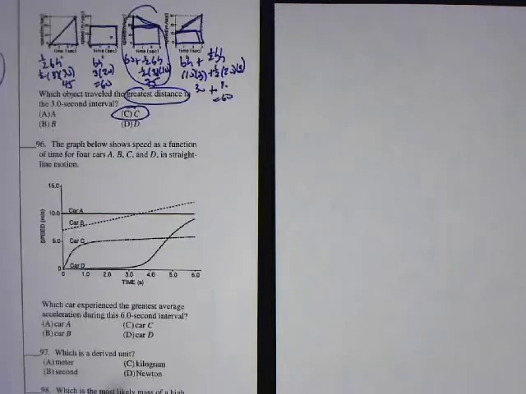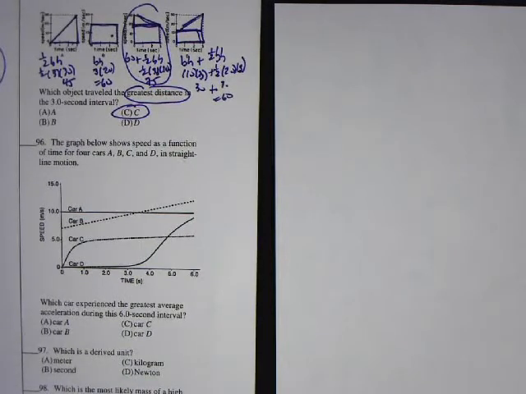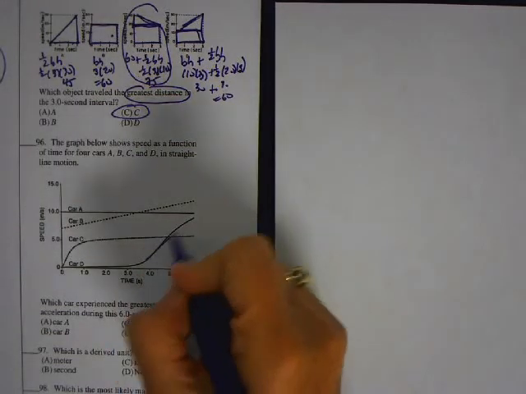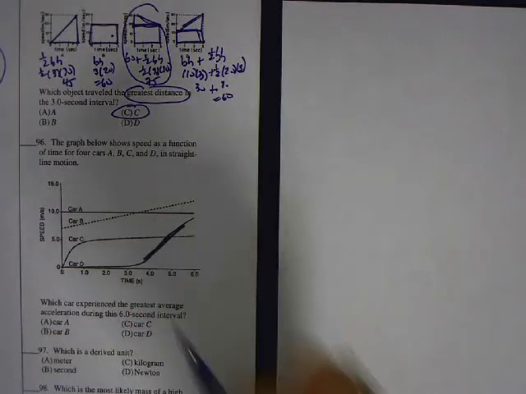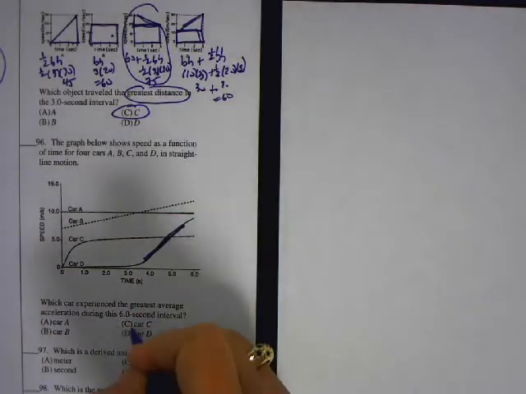All right, the next one says the graph below shows the speeds as a function of time for 4 cars, A, B, C, D, in straight line motion. Which graph experienced the greatest average acceleration? So the acceleration is the slope. So the one that looks like it has the average of this, it's going to be the steepest slope. So that's going to be this one. So the answer is going to be D. So that one should just take a couple of seconds.